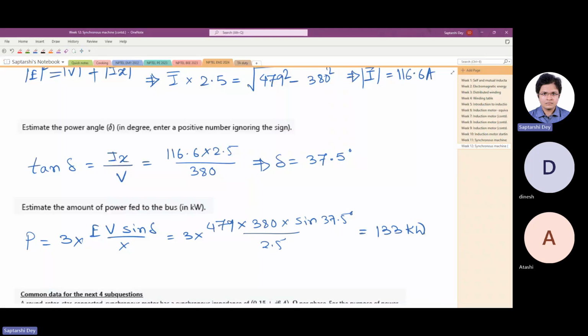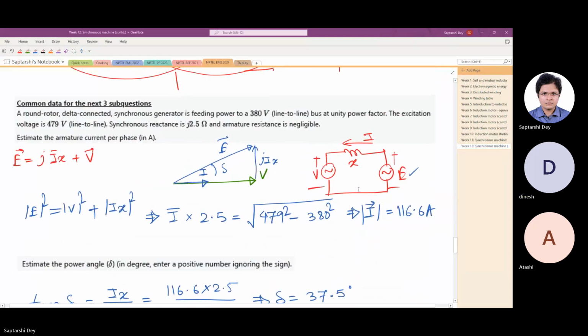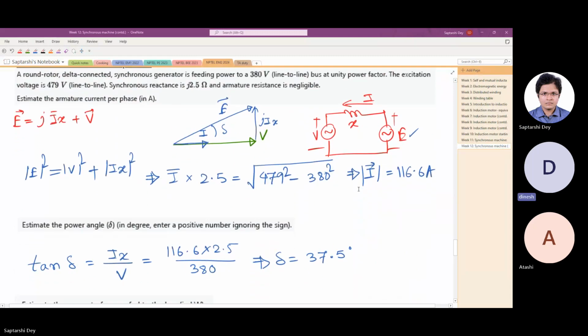Okay, if there is a problem, tell me. Quite straightforward problem. So can't we calculate this from E minus V by X? Simple formula of I. We don't have delta here. We do not know the phasor relation between them. No, the first problem itself. E minus V by X. Oh, which question are you talking about? Which part? First one, first one. First one, okay.